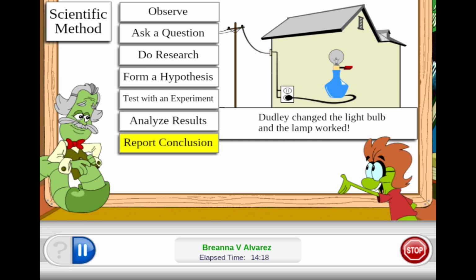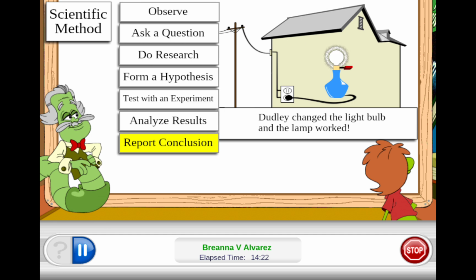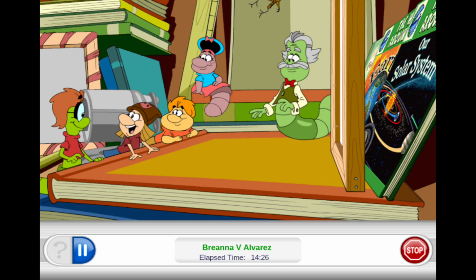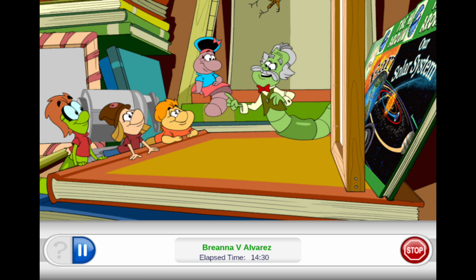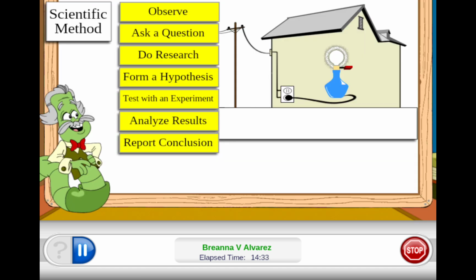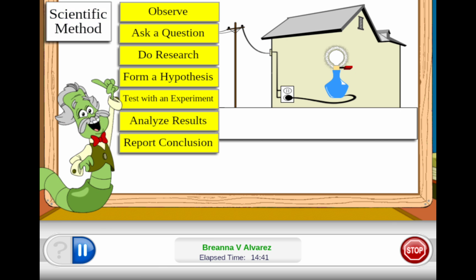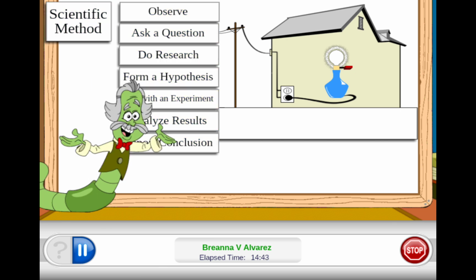Well, Dudley, tell us what test you performed on your lamp. I put a new light bulb in the lamp and turned it on. Then it worked. Eureka! Hey, that was my hypothesis. All of you are top-notch thinkers. You came up with a hypothesis, conducted tests with experiments, and analyzed the results. You just used the scientific method. You are natural-born scientists.